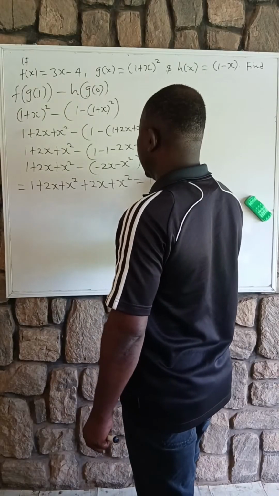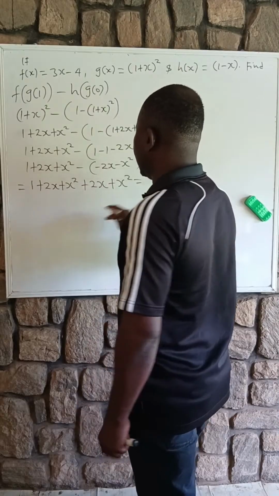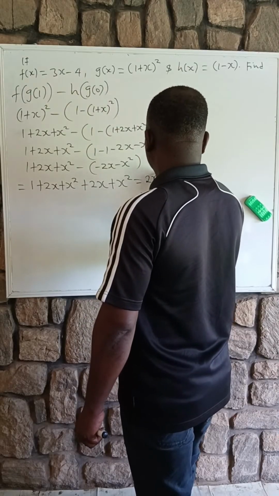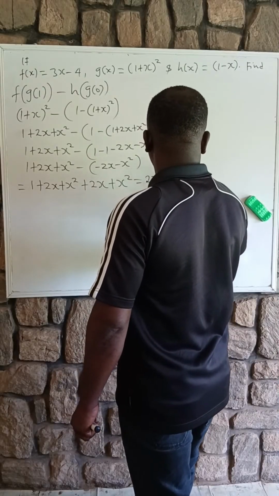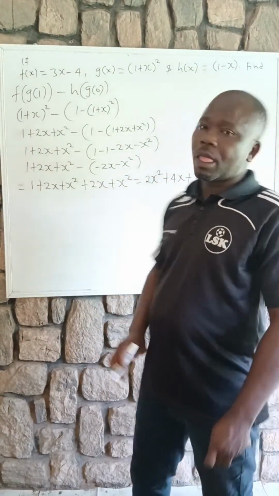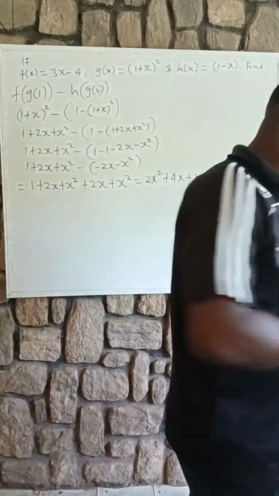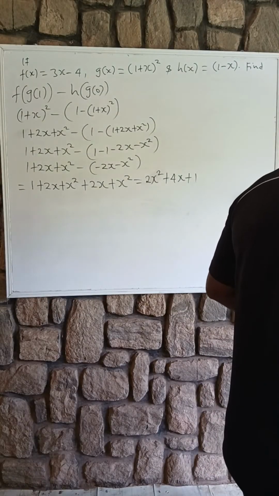So here is supposed to be what? 1 plus, okay, let's do it this way. This one plus this, 2x squared, 1 plus this, plus 4x plus 1. This is what we are supposed to have.